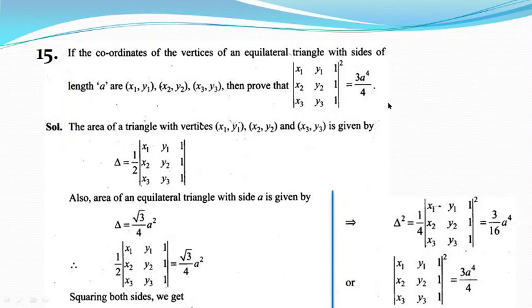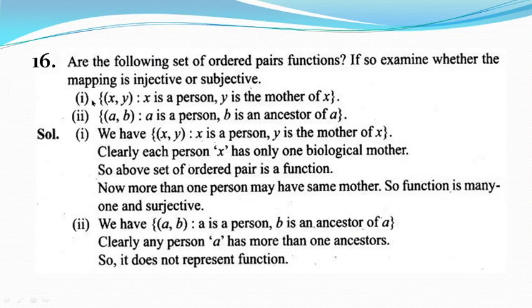That's what we need on the right side, 3a power 4. So at least we are going in the same direction. And then this thing whole squared is equal to, 4 and 16 will be cancelled, 3a power 4 upon 4, and it is proved.